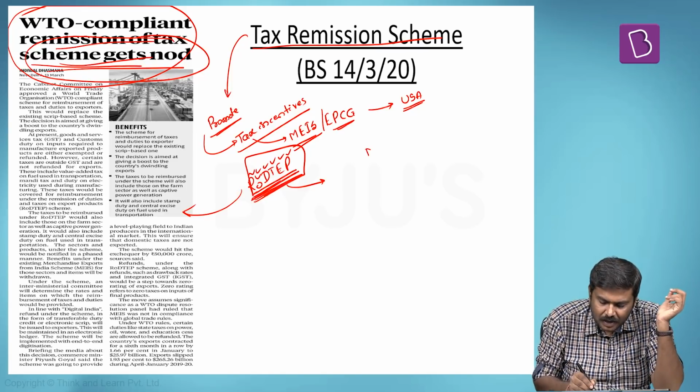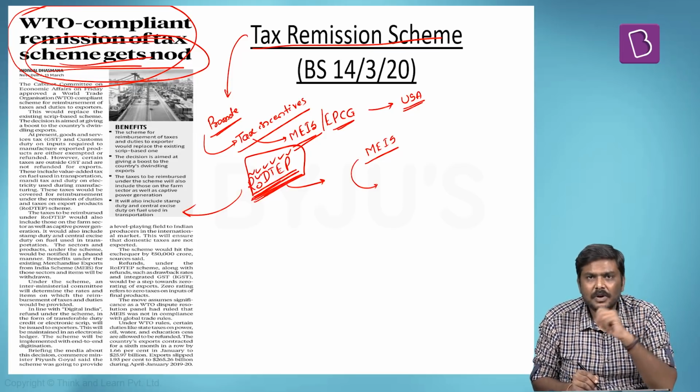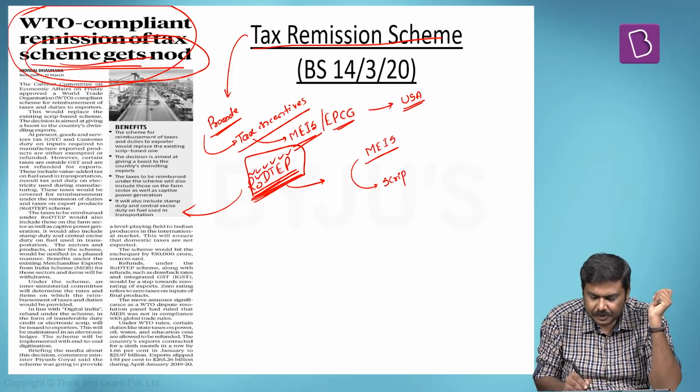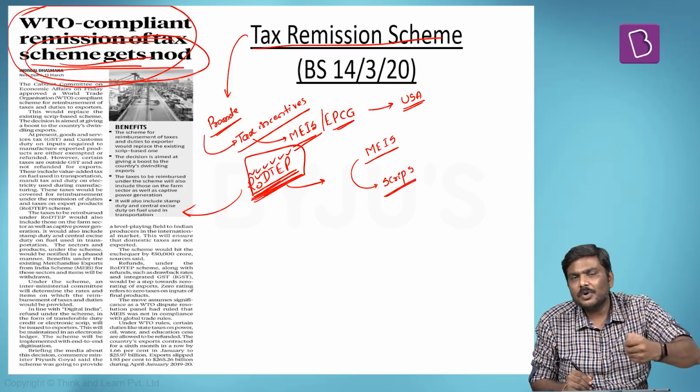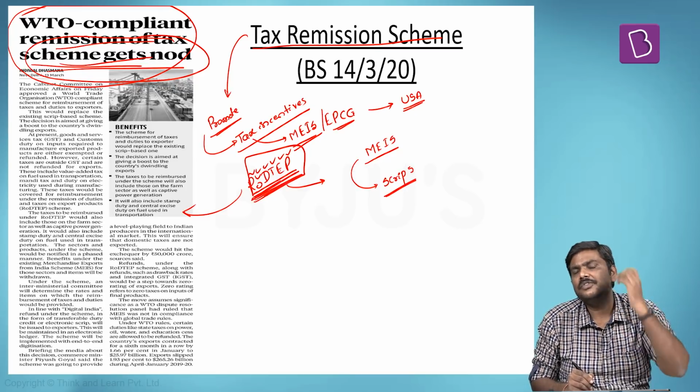Understand this. Under the earlier concept of MEIS, Merchandise Exports from India Scheme, the government used to provide the tax incentive in the form of scrips, which could be used by exporters again to get certain deductions or to reduce the tax liability in the future.